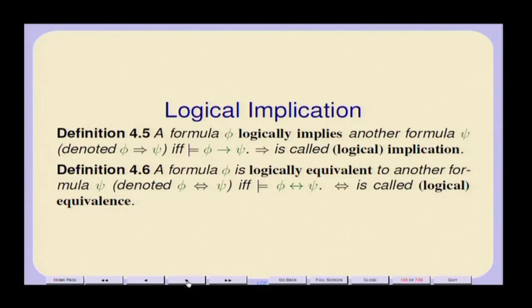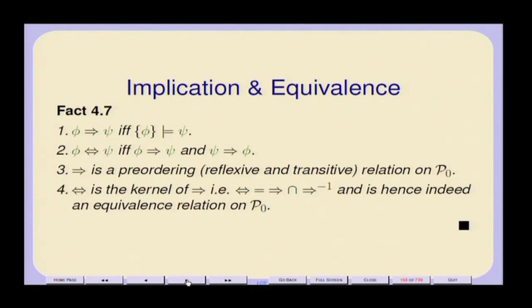Right. So, this is what we had, logical implication, and we had logical equivalence also, which we did, and last time I think we showed that logical equivalence is the kernel of logical implication. So, you take the intersection of implication and its converse, and that common set is the equivalence relation on rho naught on P naught.